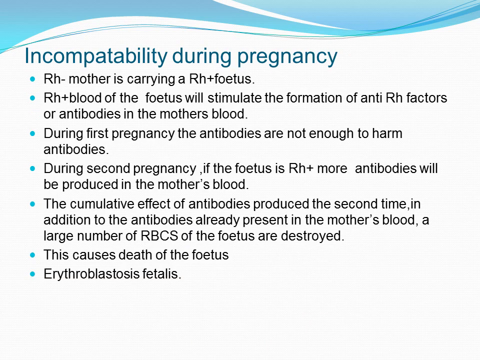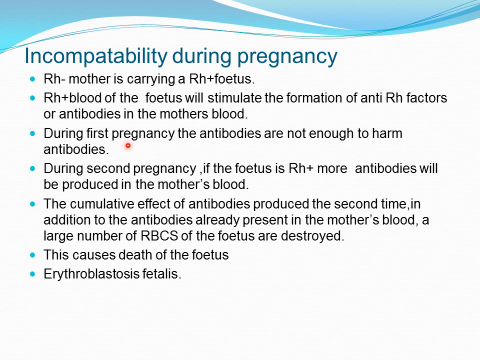Now let us see what we know about this incompatibility during pregnancy. Now suppose an Rh negative mother is carrying an Rh positive fetus. So what is happening? The Rh positive fetus will start stimulating the formation of anti-Rh factors or antibodies in the mother's blood, because this Rh negative mother is opposite to that of the fetus blood. So they will produce antibodies in the mother's blood.